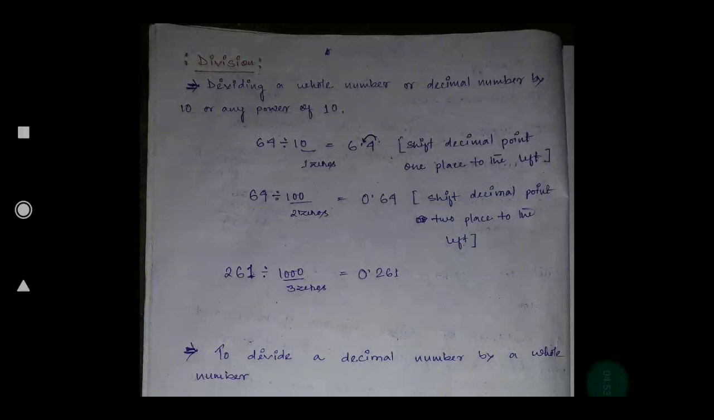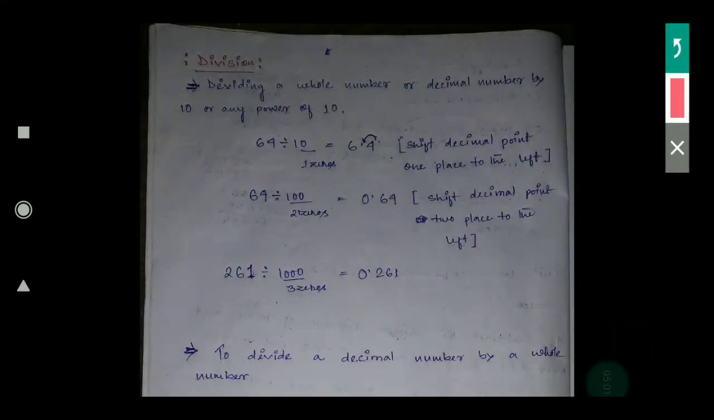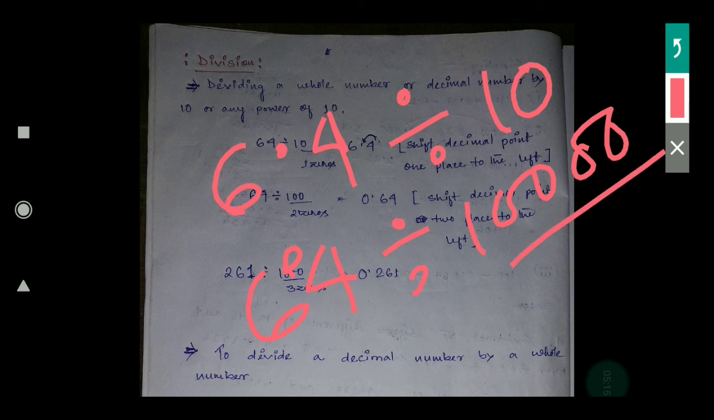So now we are going to discuss division, dividing a decimal number. In division also, you have to divide a decimal number, suppose 6.4 by 10, or you have to divide 6.4 by a power of 10 like 100 or 1000, like this power of 10, that means 10 power 4, this is 10 power 1. So if it is given like this, then what will we do.